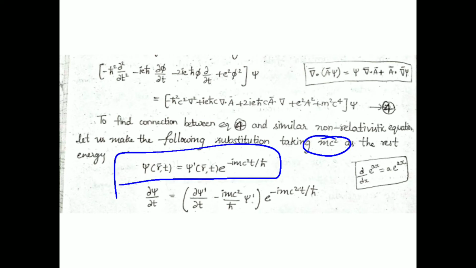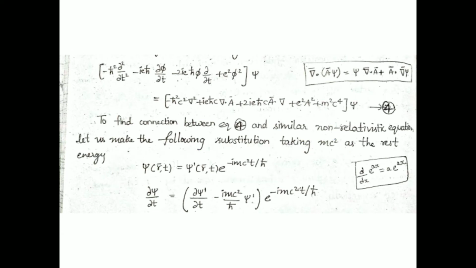Next, we keep in mind relativistic effects, because here the electron is in motion. It may move with a speed nearly equal to the speed of light. In that case we may observe relativistic effects like time dilation and increase in mass, that is, a change in the mass of the electron. So for that we need to replace ξ(r, t) with this term, ξ'(r, t) e^(−imc²t/ħ).